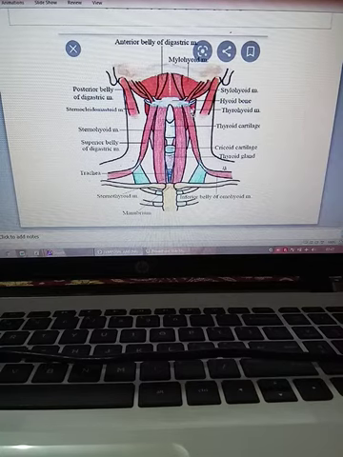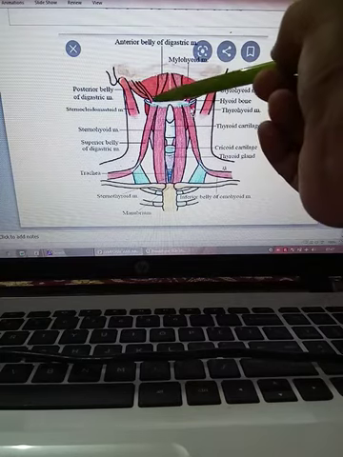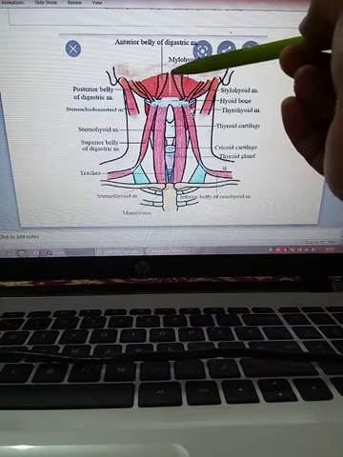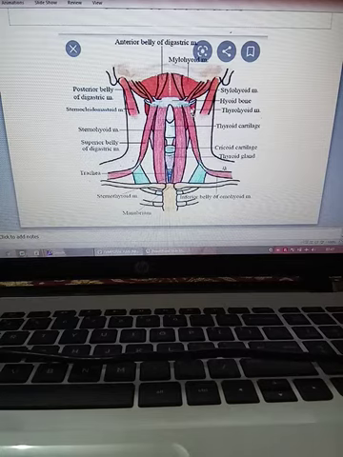It has its origin from the mylohyoid line which is present on the mandible, and it has its insertion on the hyoid bone and the median raphe. This mylohyoid is supplied by the nerve to mylohyoid. After that, what are its functions? It elevates the floor of the mouth and it helps in the depression of the mandible.